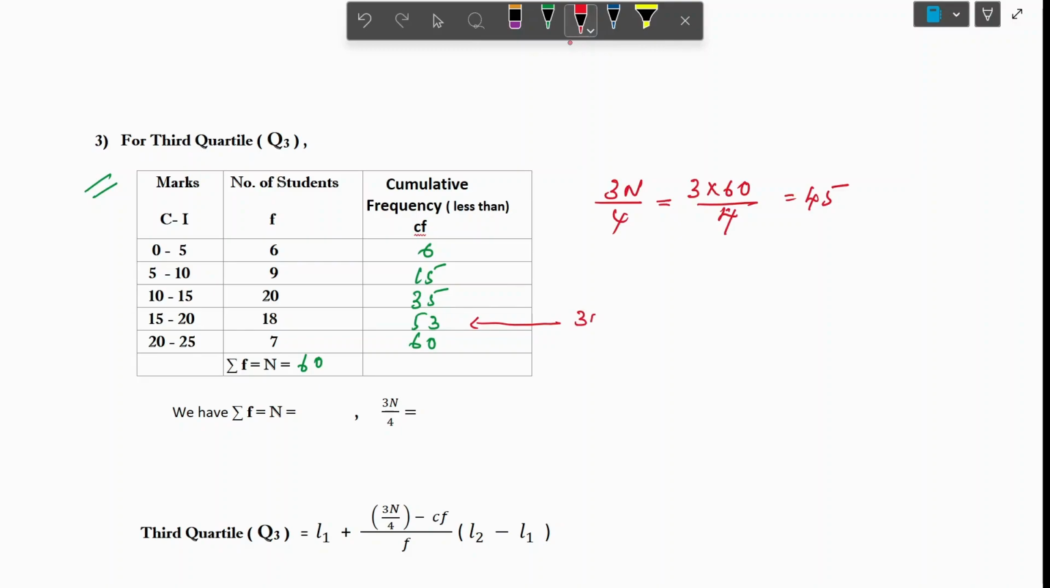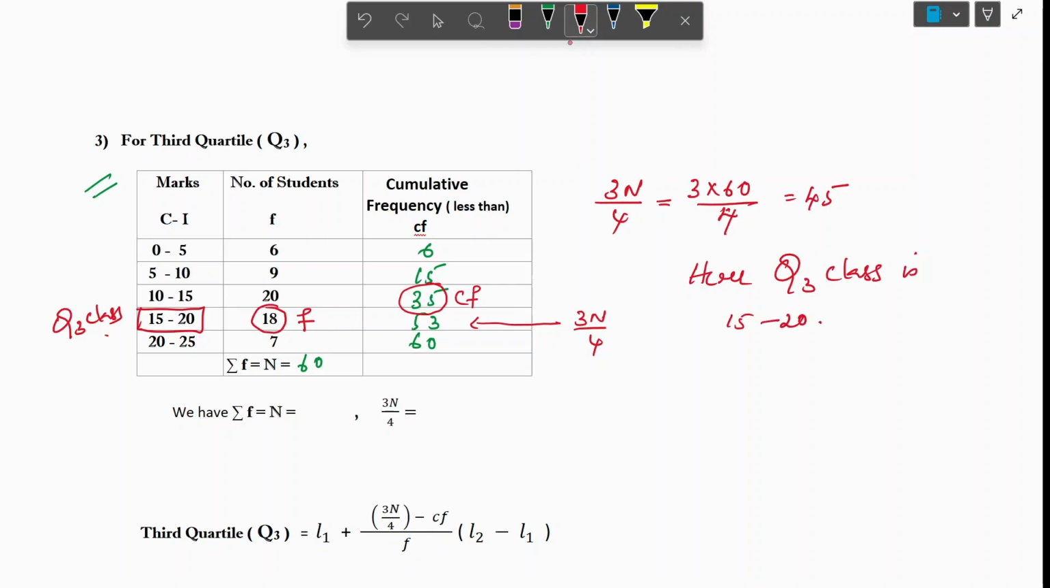That means here it is 3n by 4. So what is the corresponding class interval? 15 to 20. This is called as Q3 class. Now this frequency 18. Correct? 18 is your F, and the cumulative frequency just above your Q3 class is denoted by CF. Okay. Therefore, you can write here Q3 class is 15 to 20.